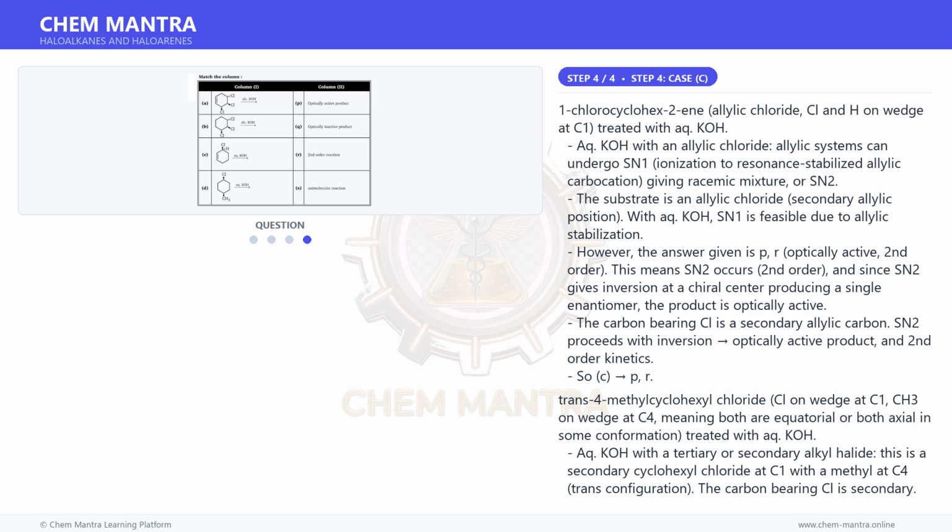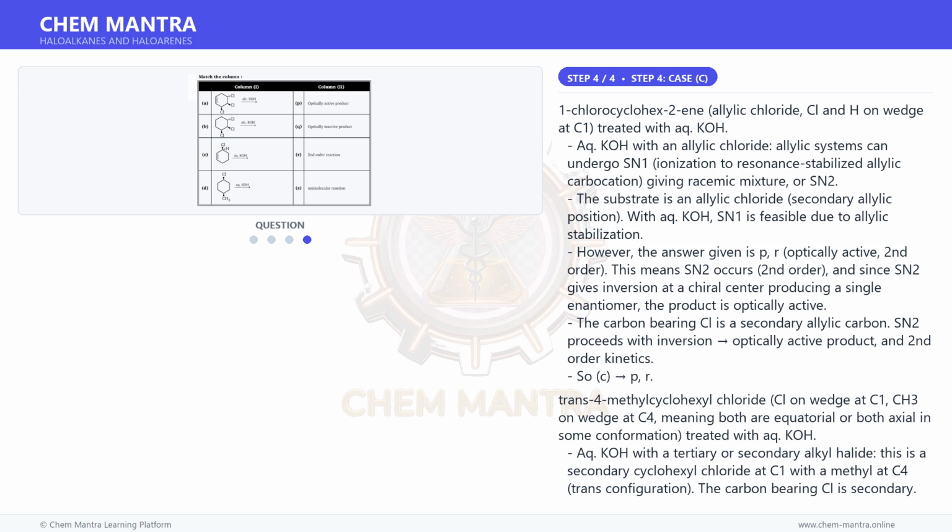However, the answer indicates unimolecular, S, and optically inactive, Q. SN1, unimolecular, gives a carbocation intermediate, leading to racemization. Optically inactive product matches Q and S. Actually, for a secondary substrate, SN1 can occur if the carbocation is somewhat stabilized or conditions favor it. The product from SN1 is racemic, optically inactive. So, D, Q, S. Wait, the given answer states D, Q, R, not Q, S. Let me reconsider.